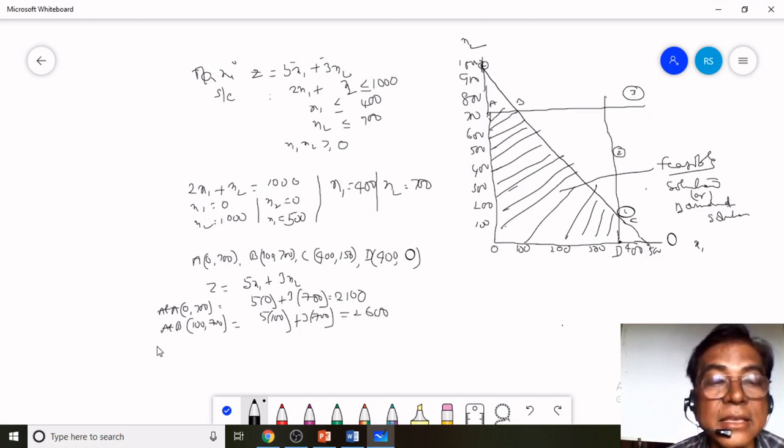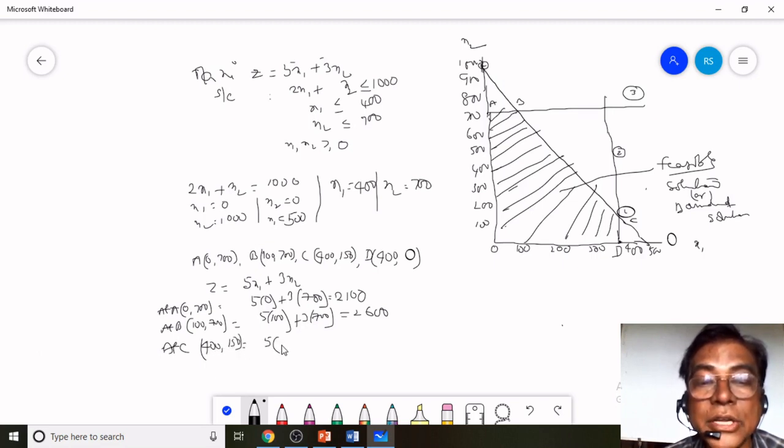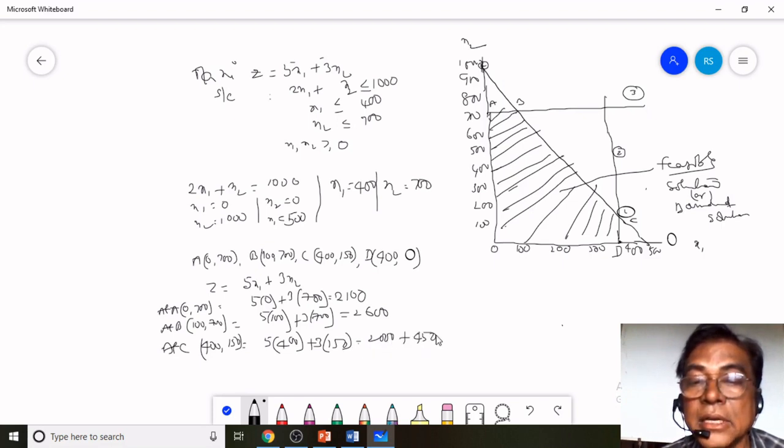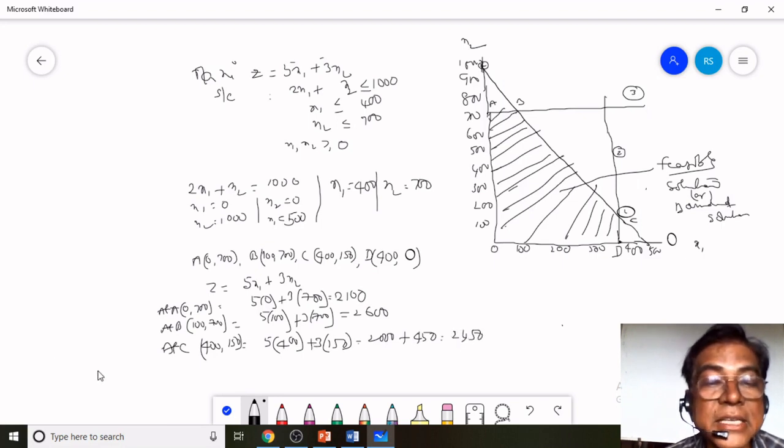At C, what is the C here? C is 400, comma 150. That is 5 into 400 plus 3 into 150. It means 2000 plus 450, that is equal to 2450.